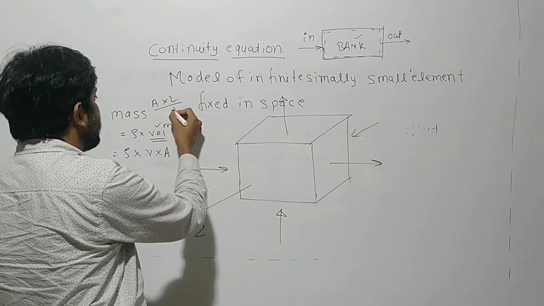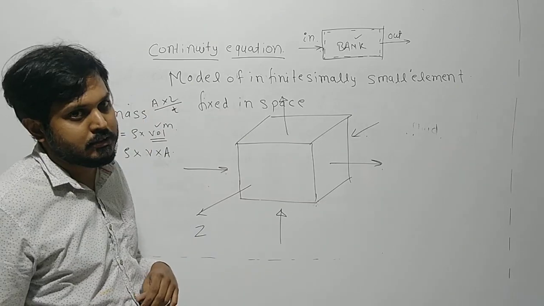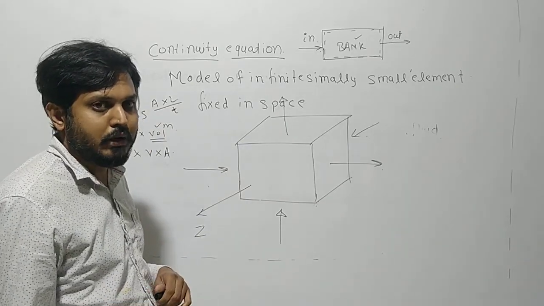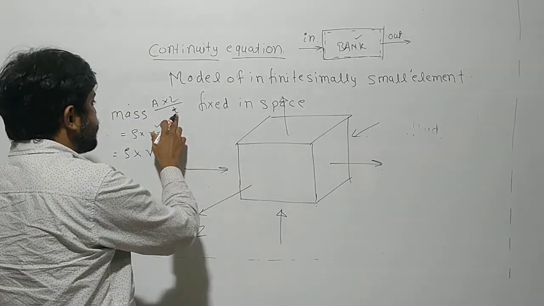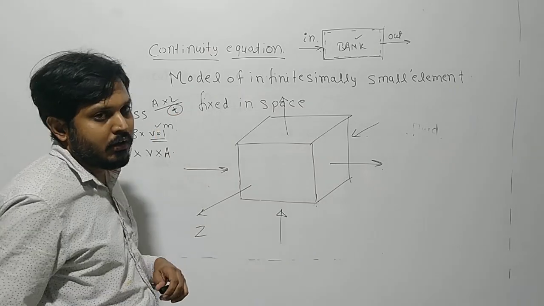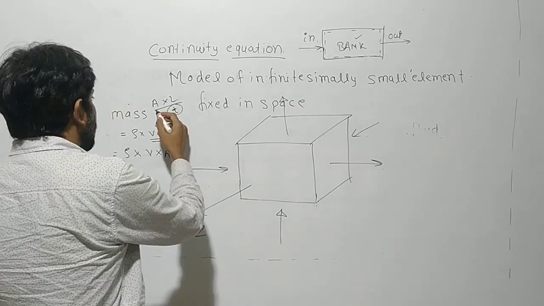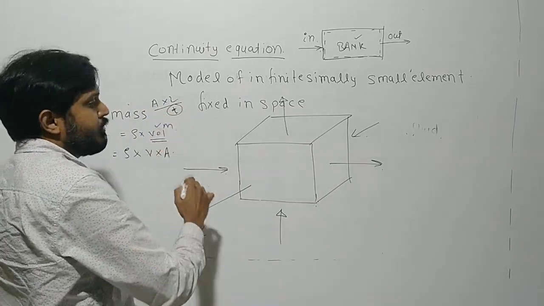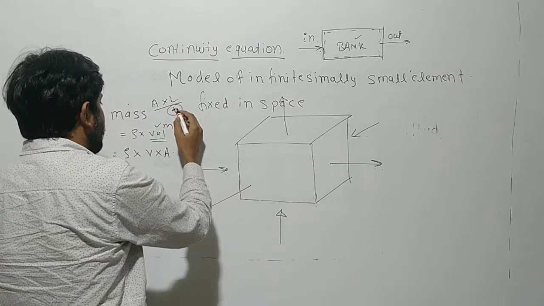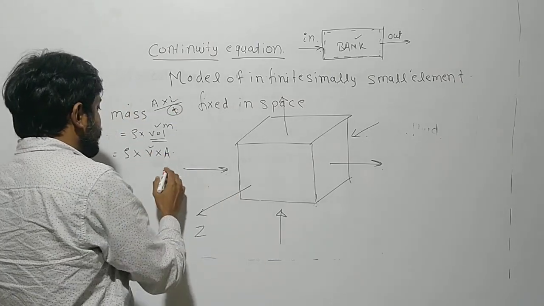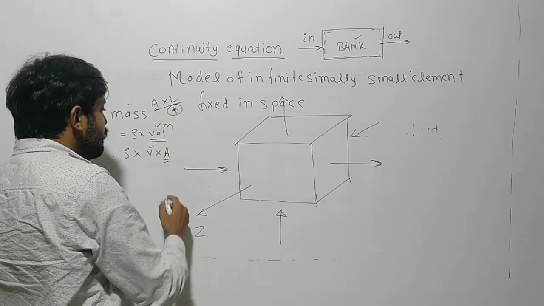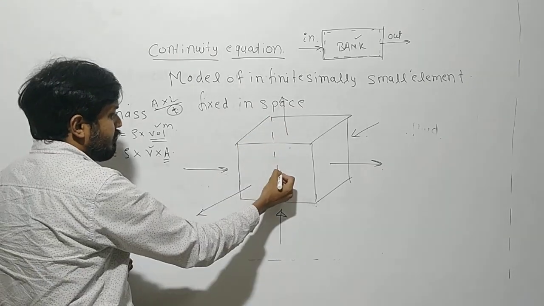If we divide by time, because mass flow rate is nothing but the rate of change of mass, and rate is indicated per unit time. So area into length is volume, and per unit time, length upon time is nothing but your velocity. So we have the area of cross section through which the fluid is flowing.